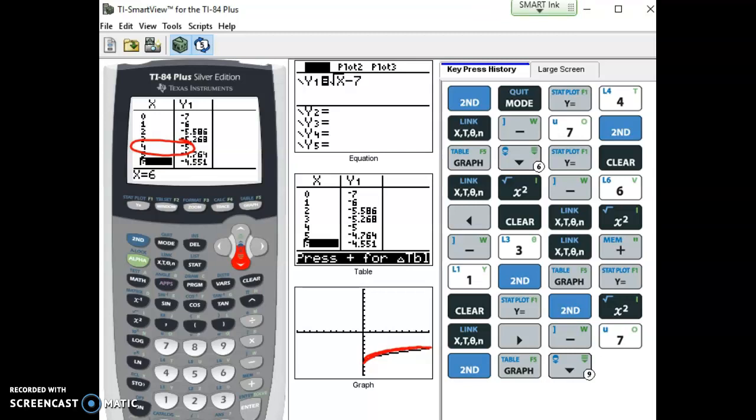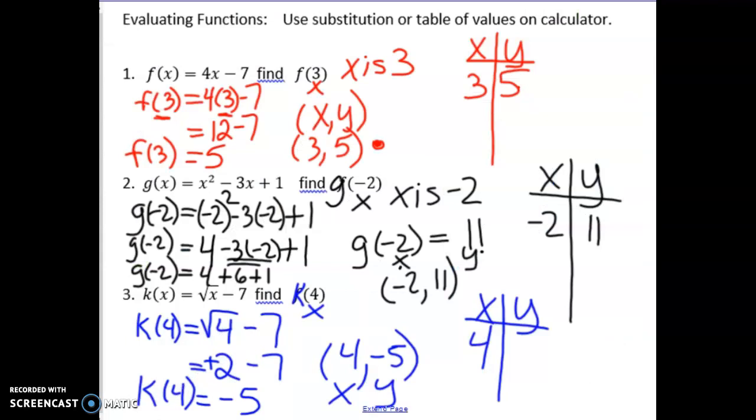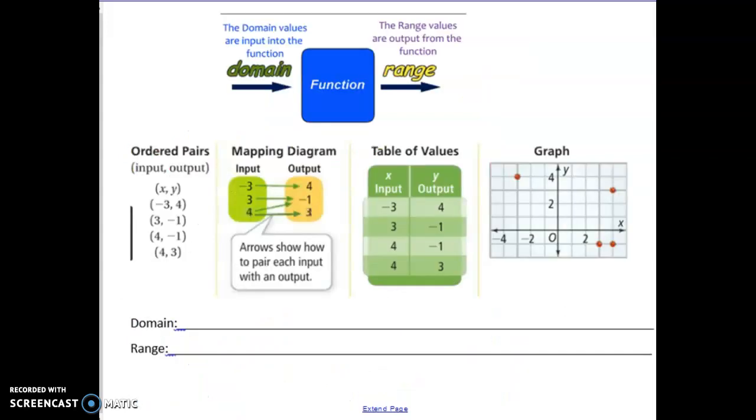Okay? Quickly, back to the notes. And like we said, it's going to be the same as if you did it by hand, or if you did it with a graphing calculator. So your choice right now. Alright, next page. And this is just kind of all about what a function is.